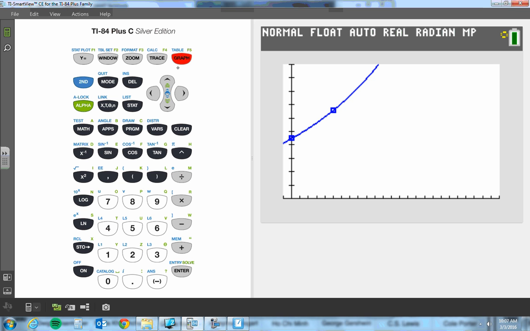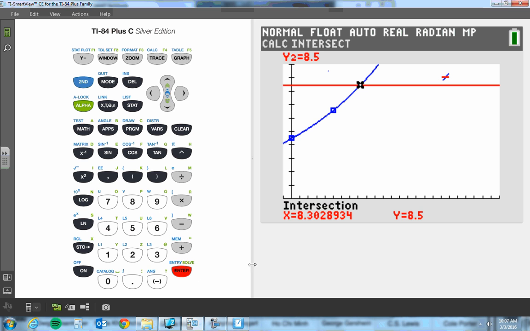Maybe I should have chosen a smaller x value because it's trying to go all the way to 25, and it's just slow at calculating the exponential. But all right, we got it. And then second calc 5. What, 8.3 years?